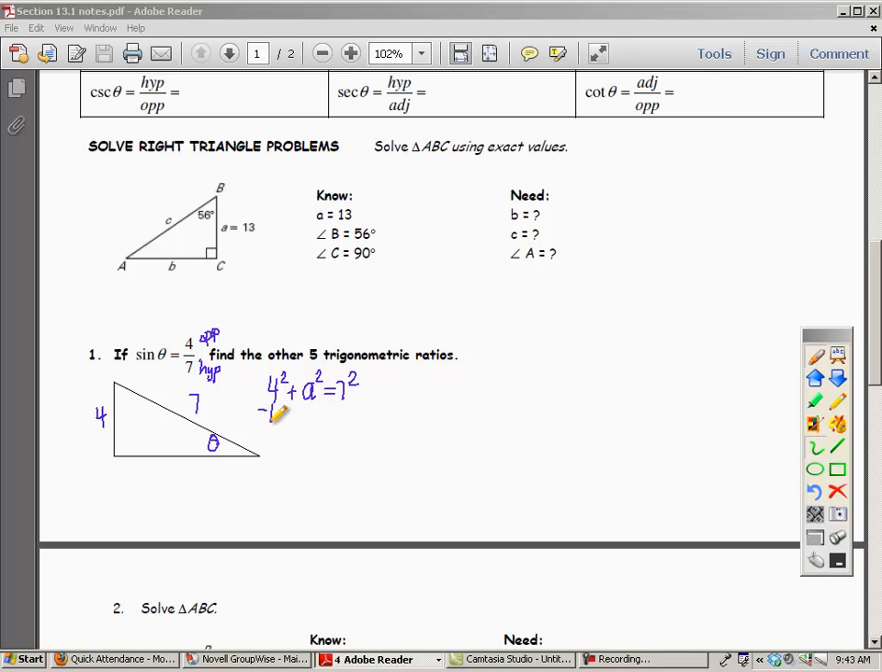4 squared is 16. So when I subtract 16, I get that a squared is, let's see, 7 squared is 49, right? So 49 minus 16 is 33. And if I square root this, I get that a is the square root of 33. Now, 33 cannot be broken down because you can't divide it by your perfect squares: 4, 9, 16, 25, 36. None of those go in there, okay?